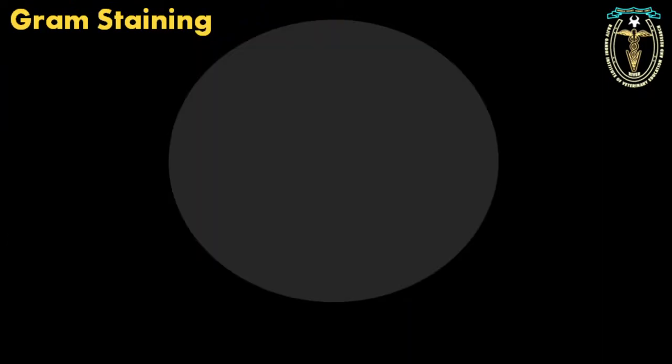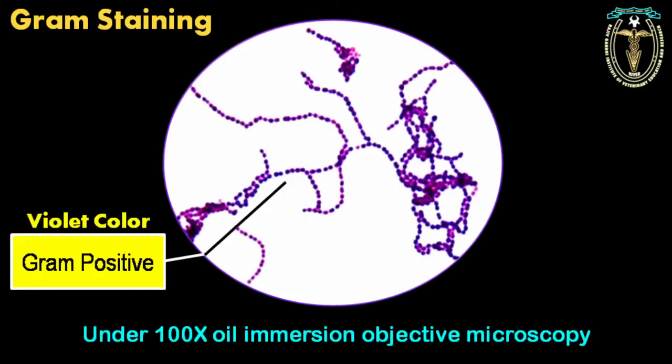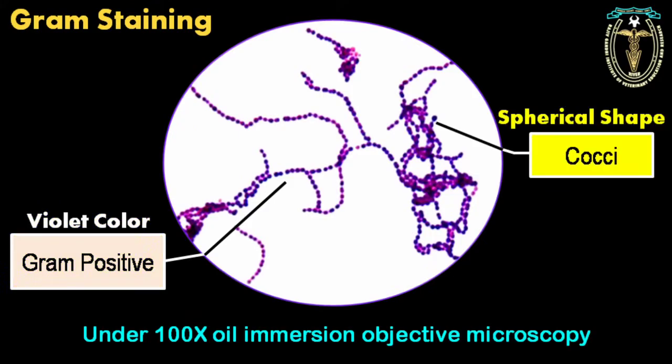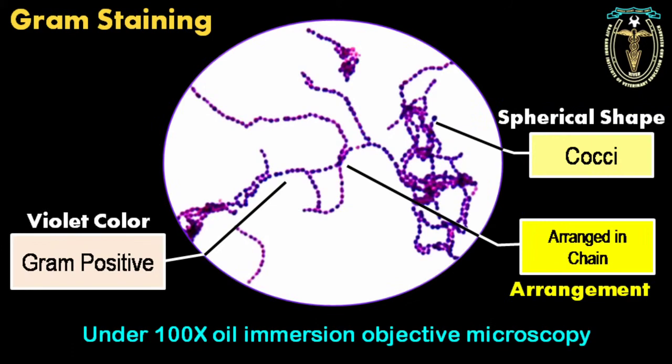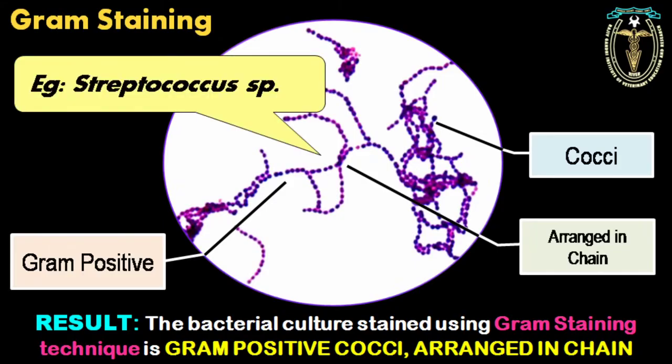Next, on microscopic examination, if you are observing this type of microscopic features based on coloring property, since the microorganisms here are stained violet color, they are gram-positive organisms. Then, here the organisms are spherical shape, so they are cocci. Next, the arrangement. They are arranged in chain here. So, the result is written as: the bacterial culture stained using the gram staining technique is gram-positive cocci arranged in chain. The example of bacteria is the Streptococcus species, which possesses this type of microscopic character.